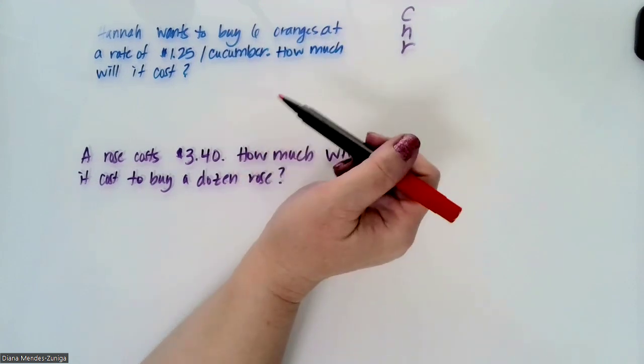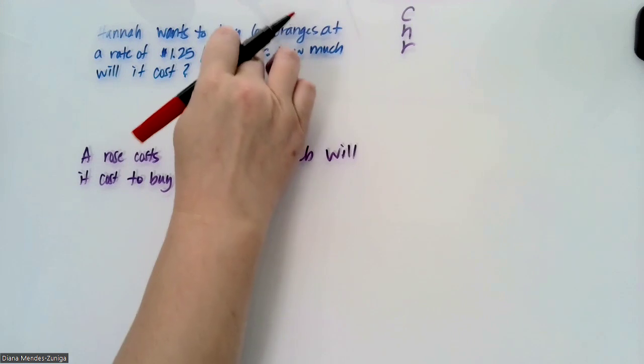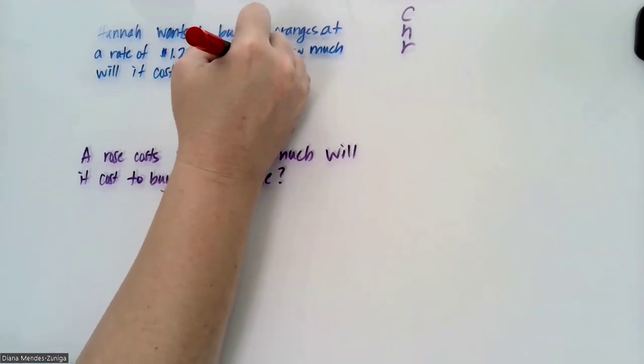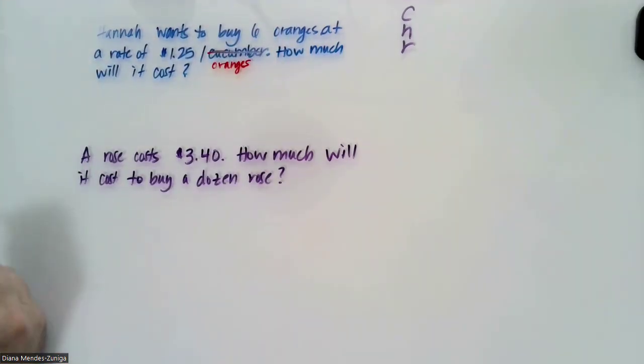Hannah wants to buy 6 oranges at a rate of $1.25 per. Oh, that's oranges or cucumbers. What are we buying here? Let's say they're oranges. I just changed that from my sheet. So let's say we're buying oranges here. How much will it cost to buy 6 oranges at $1.25 each?